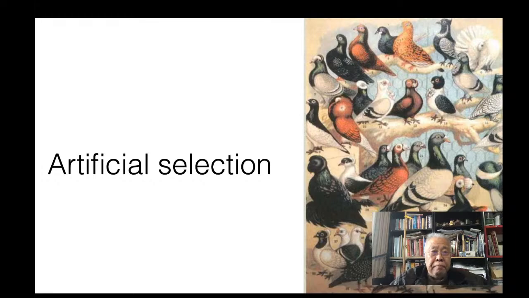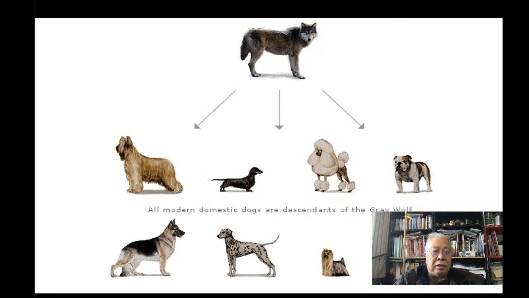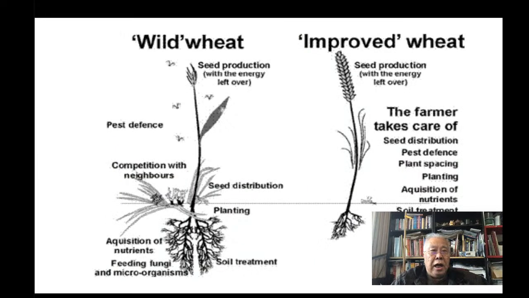For example, we have dogs. Dogs are another example. They are all wolves originally, but they have been selected to have different looks and sizes and so forth. And in terms of plants, the original wheat had only a few seeds, but now after a thousand years of selection, the seeds are much larger and much more abundant, and also easier to keep, etc. So we are selecting certain plants for their characteristics.